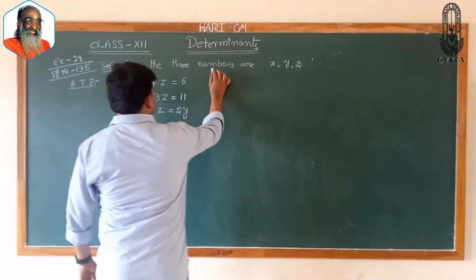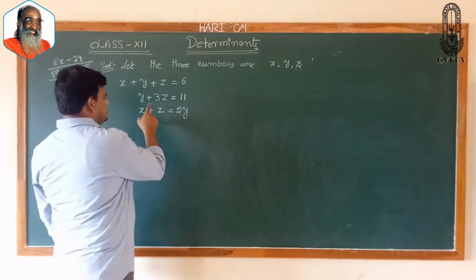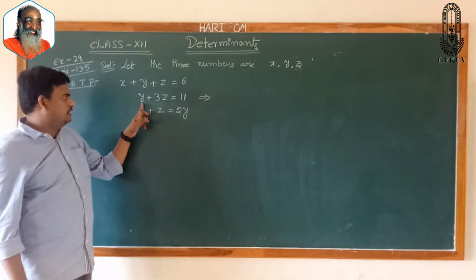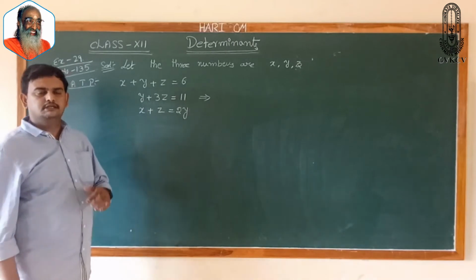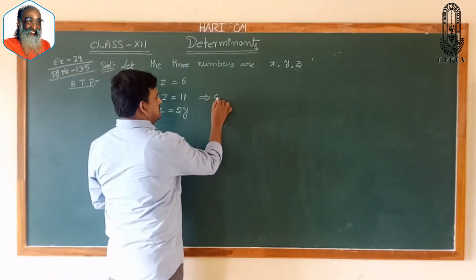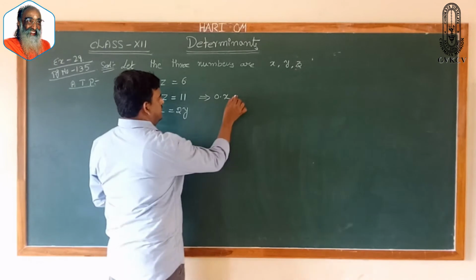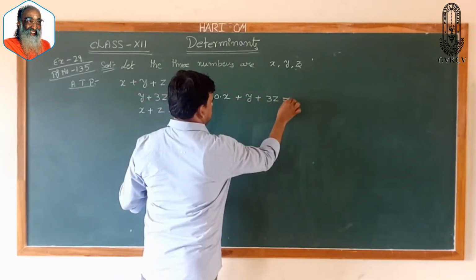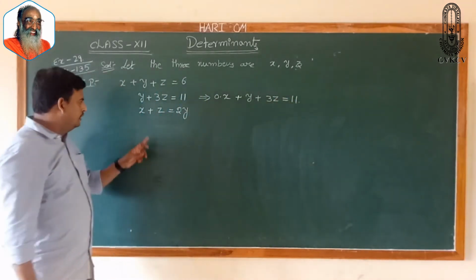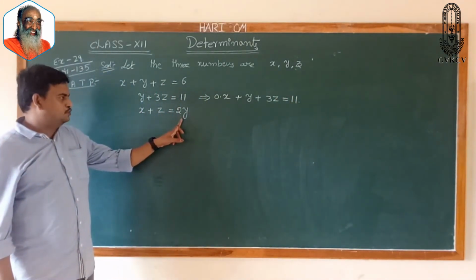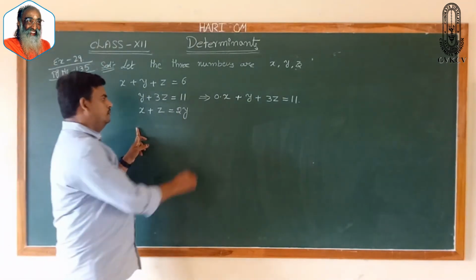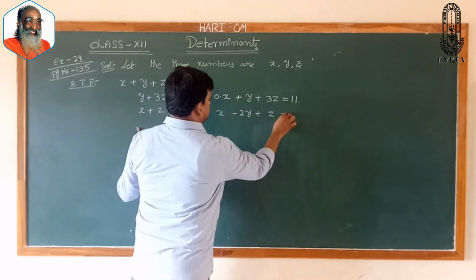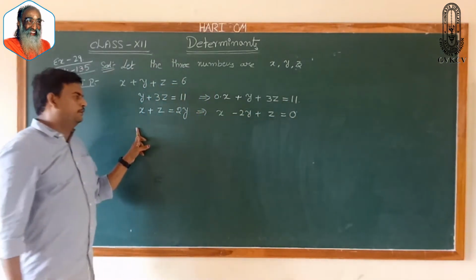How to convert it? The first equation will be as it is. The second equation, when we observe, I have only the variables y and z, but I don't have the x. Now what to do? I can take x with 0 coefficient: 0 into x plus y plus 3z is equal to 11. Again, the third equation, the plus 2y should come to the left hand side. What I have here is x minus 2y plus z is equal to 0.